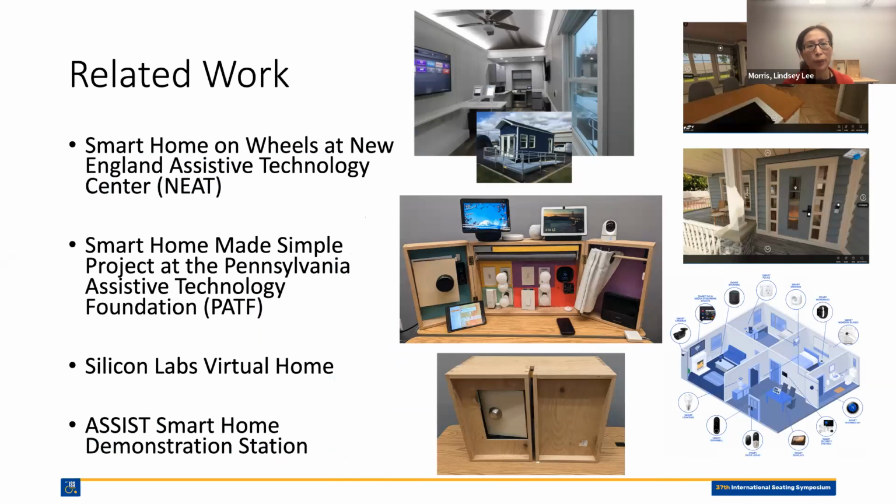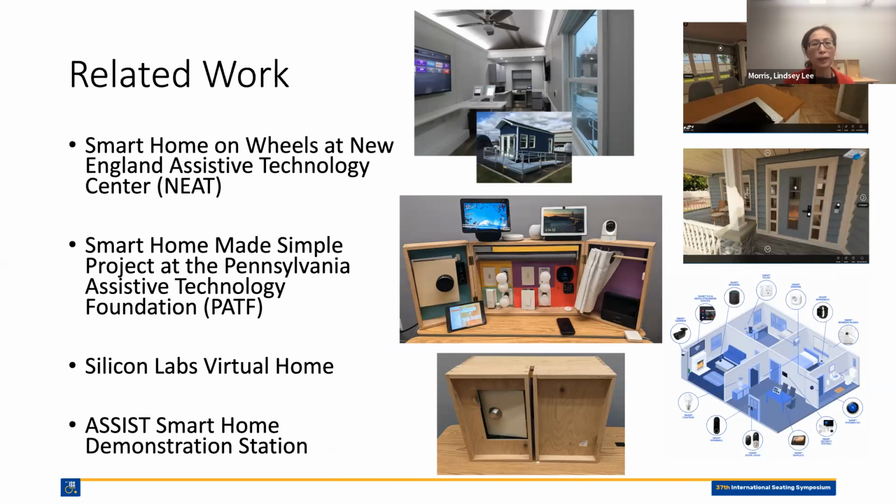There is a Smart Home on Wheels project with the New England Assistive Technology Center. As you can see from the picture, it's a tiny house built on a trailer. It has a lot of technology in the house. You can showcase all kinds of technology, but it also has a lot of specialized AT for people to experience how they interact with the technology, through specialized eye gazing and head control kinds of devices.